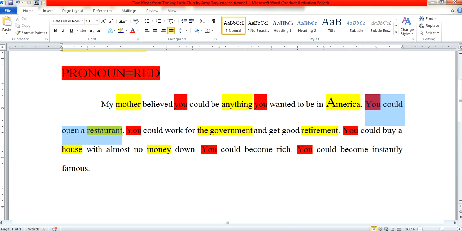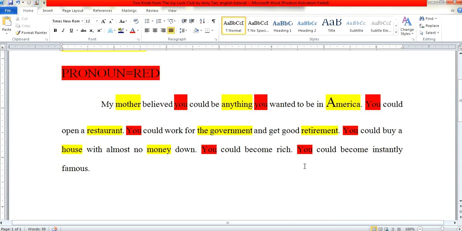So we have this sentence. You could open a restaurant. Let me take a different approach. I'm going to look at all the pronouns, and interestingly, all the pronouns in this are highlighted as being red. So we have you in this sentence, you in this sentence, you in this next sentence, you in this next sentence, and you in this next sentence.